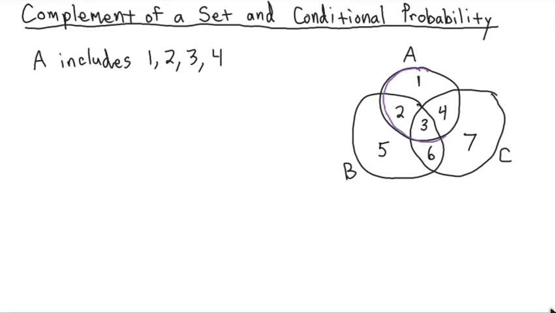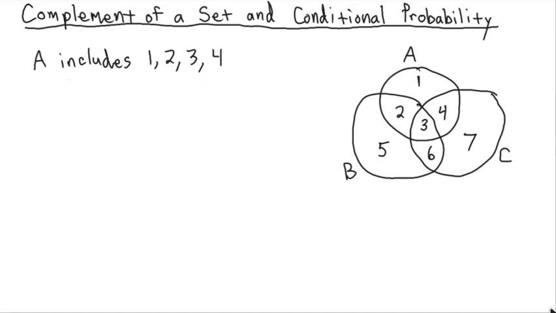Here's the first circle, and we're going to call this first circle A. A includes 1, 2, 3, and 4. Then this circle right here is circle B. B includes 2, 3, 6, and 5. And this circle right here is C, and C includes 3, 4, 6, and 7. So, like I said, A includes 1, 2, 3, and 4.